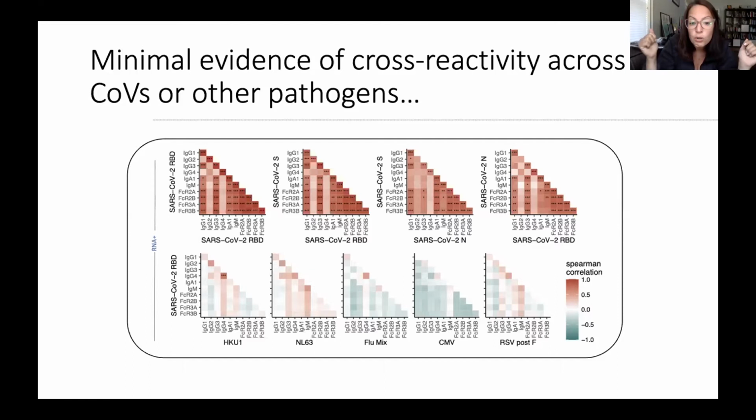So really very little evidence that we are leveraging or influenced by our pre-existing immunity to other coronaviruses in how we evolve immunity to this particular novel coronavirus. So what that means is that there's no advantage in the population, and that we are all basically starting with a relatively clean slate when it comes to the humoral immune response to this virus.